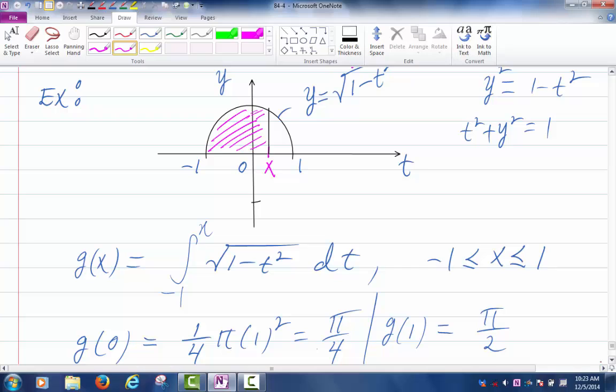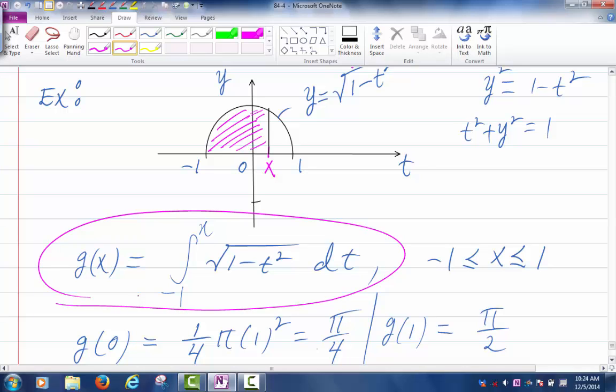The area of the entire circle in this case is pi, right? It's pi r squared. R is 1, so it's pi. So half of the circle would be half of pi. Okay, so g of 1 is a half of pi. Is everybody okay? You feel comfortable with this type of functions here? Okay.